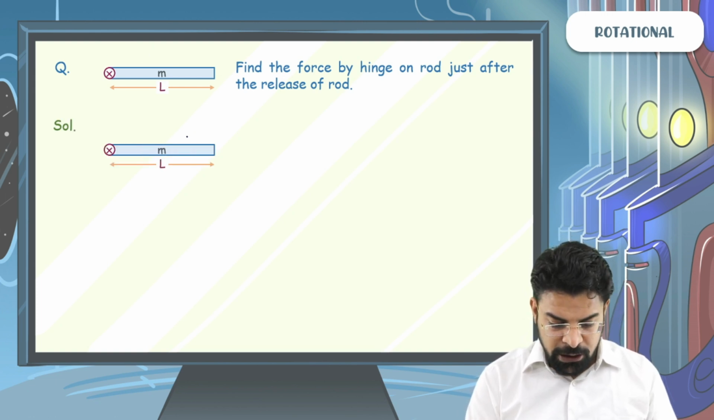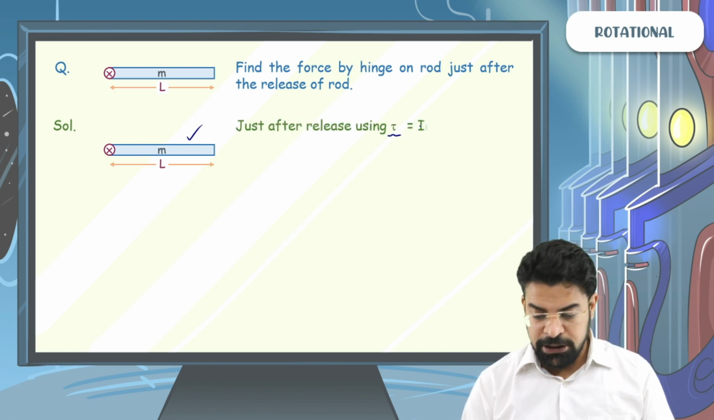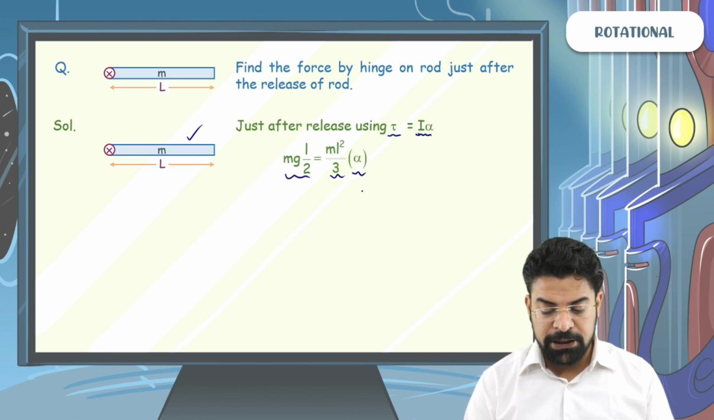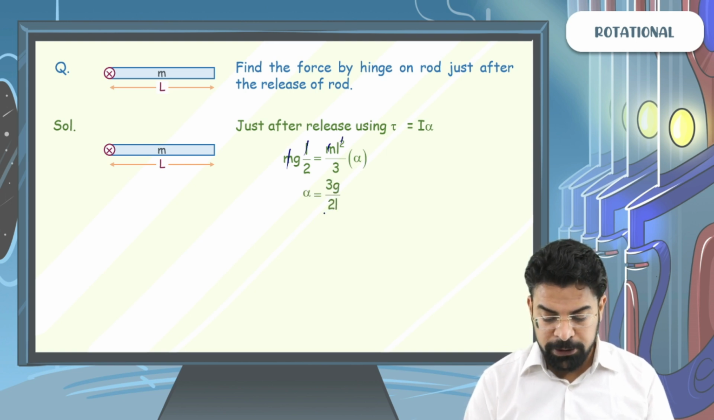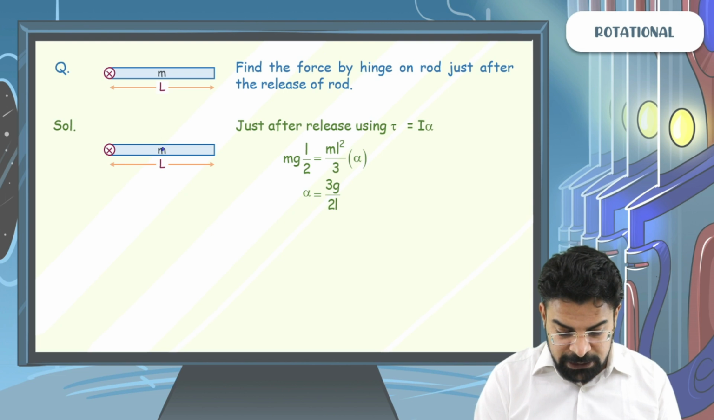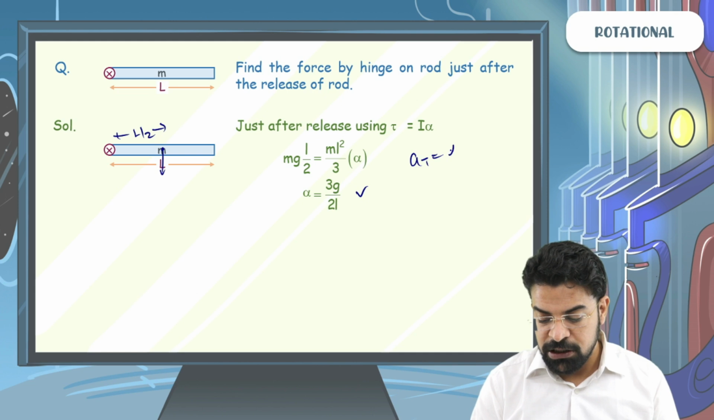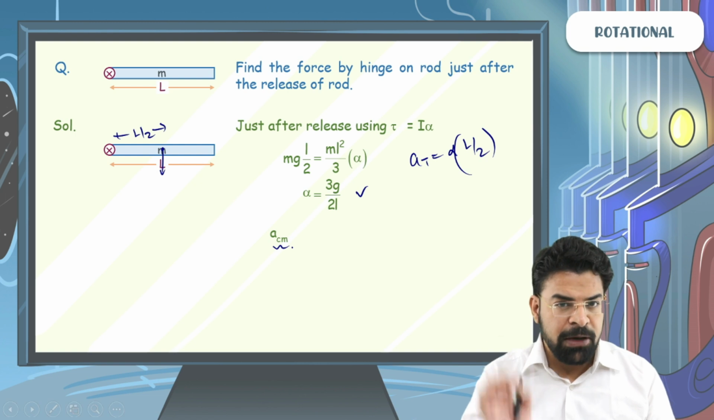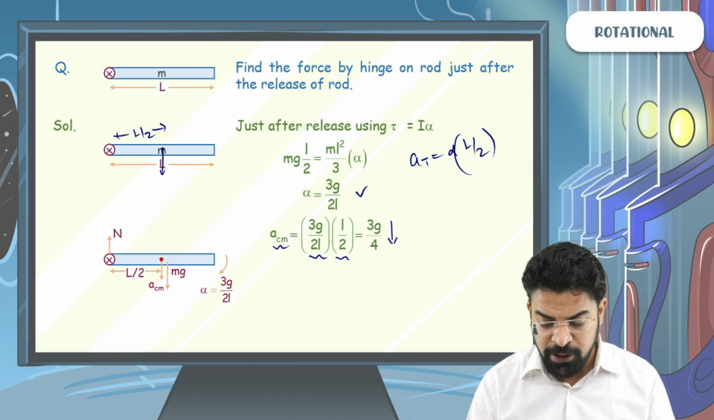So we will say, if this rod has mass m and length l, the torque about the hinge, the torque equals I alpha. So mgl by 2 equals ml square by 3 into alpha. Cancelling out one term of m and l, we get that alpha comes out to be 3g by 2l. And since we know that the center of mass is at a distance l by 2 and alpha is known, we can write tangential acceleration as alpha into r, and r will be l by 2. So you get the acceleration of the center of mass just after release as 3g by 2l into l by 2, and that is what we got as 3g by 4 downwards.